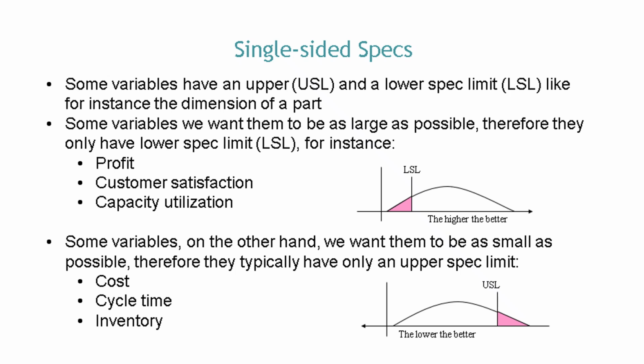We want some variables to be as high as possible, such as profit, customer satisfaction, and capacity utilization. In this case, we only have a lower spec limit. Some, we want as small as possible, such as cost, lead time, and inventory. In this case, we only have an upper spec limit.